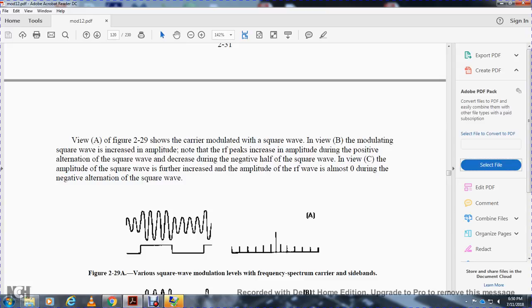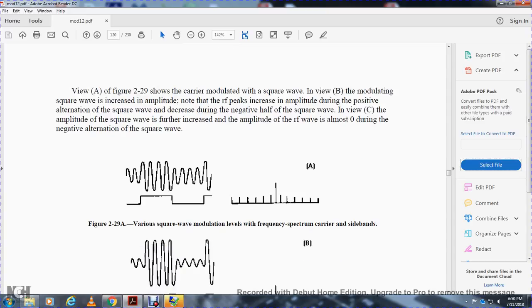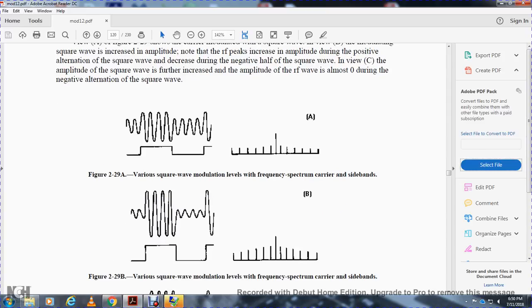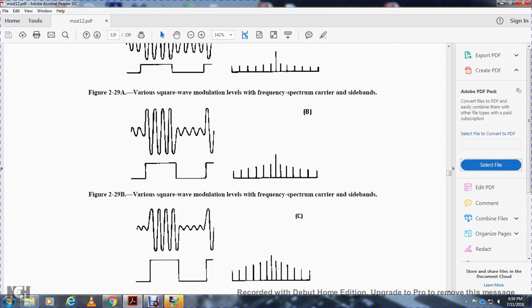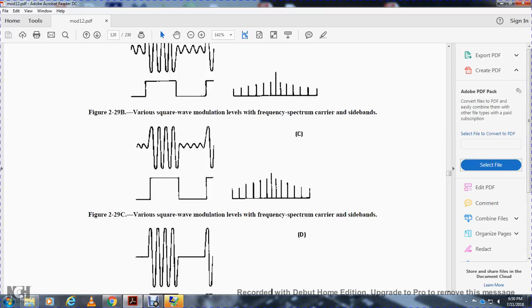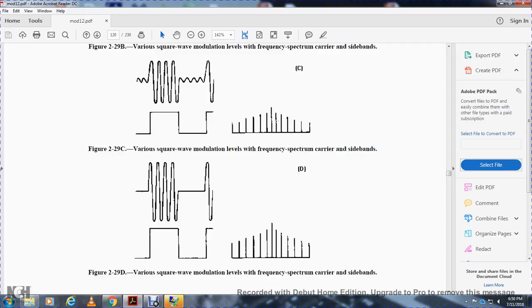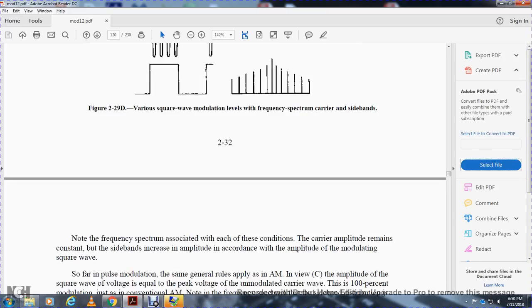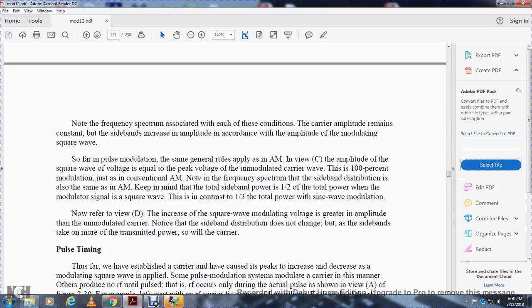Figure 229a, square wave modulation level and the frequency spectrum of the carrier and sidebands. Figure 229b, square wave modulation level and the frequency spectrum of the carrier and sidebands. Figure 229c, square wave modulation and the frequency spectrum of the carrier and sidebands. Figure 229d, square wave modulation level and the frequency spectrum of the carrier and sidebands. Note that in the frequency spectrum associated with each of these conditions, the carrier amplitude remains constant, and the sideband amplitude increases with the amplitude of the modulating square wave.